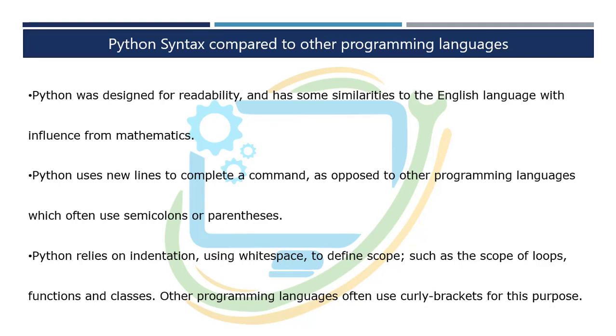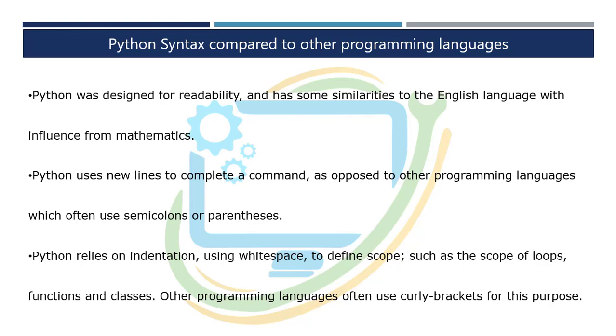Python uses new lines to complete a command. If you have worked with C++, Java or any other programming language, when one statement ends, we end it with a semicolon, or we use parentheses or curly brackets to control the scope of that statement, the scope of that code block. But in Python, you use a new line.